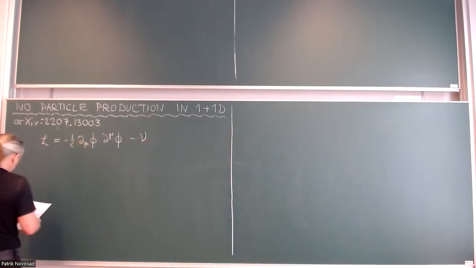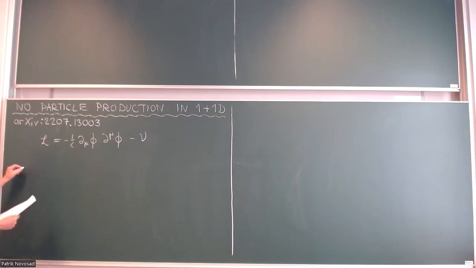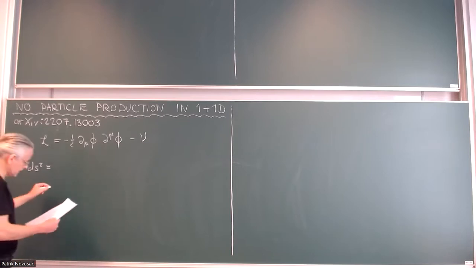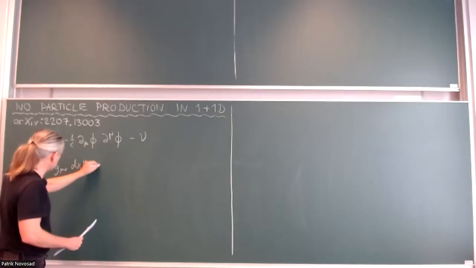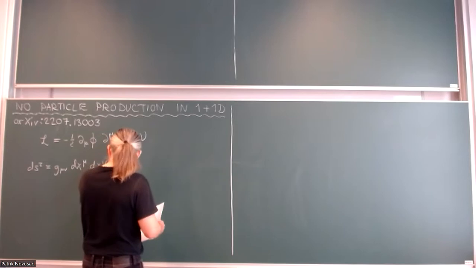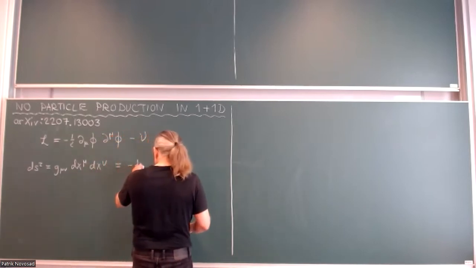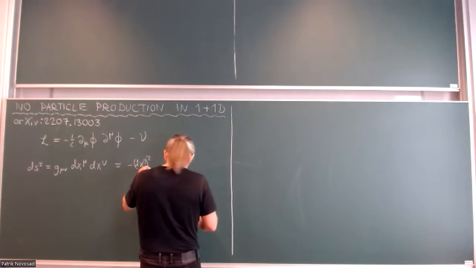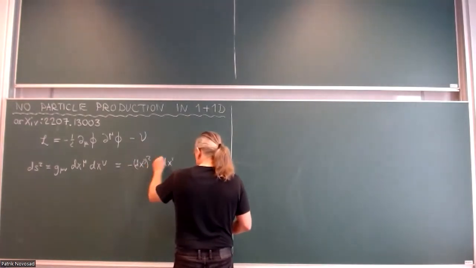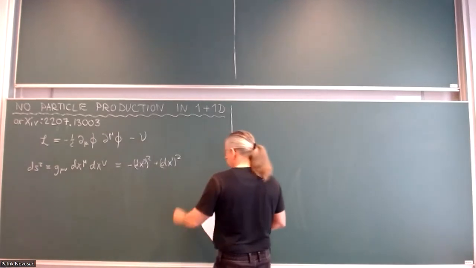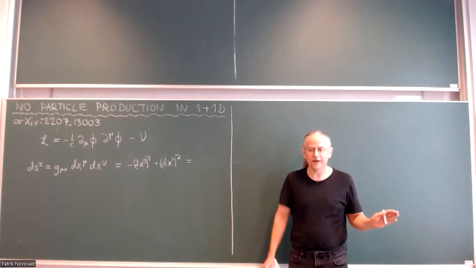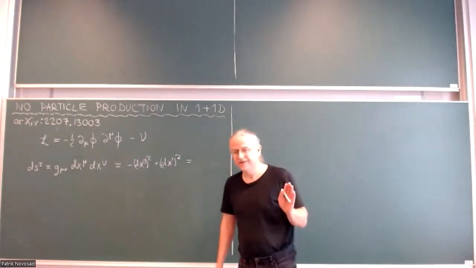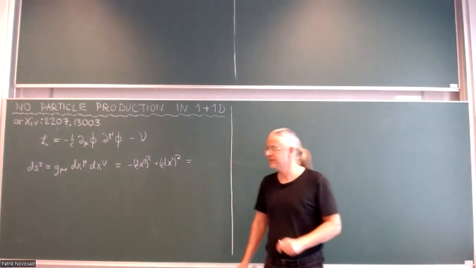And so that means that we have a metric in 1 plus 1 dimension, which we usually write as ds squared equals g_μν dx^μ dx^ν. And so here it will be dx0 squared plus dx1 squared. And I hope I have not lost anybody by now. Philip? It's okay.